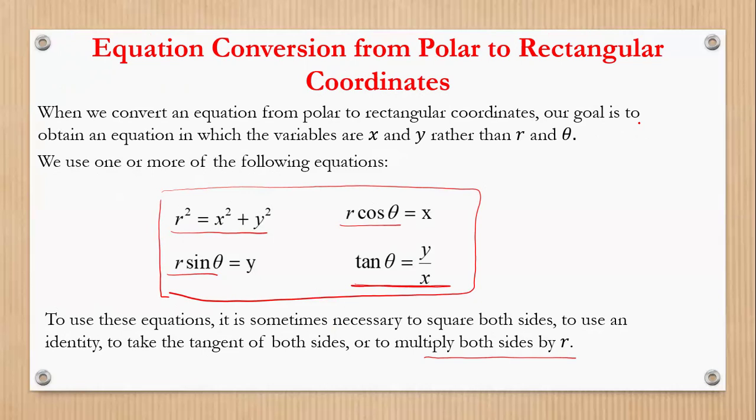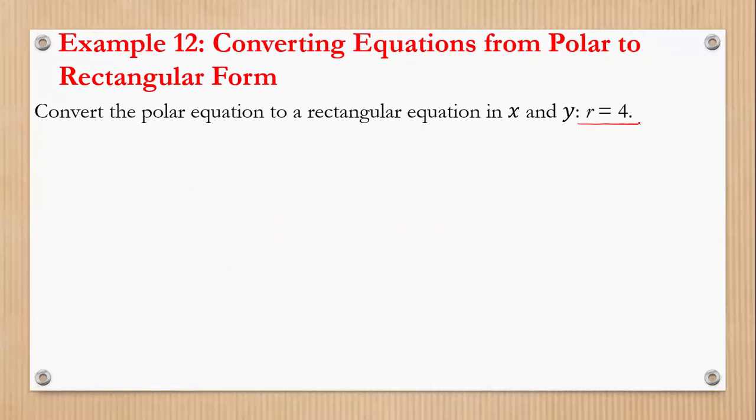If it was r squared, I could replace it with x squared plus y squared. But this one only has r. Not r squared, not r cosine, not r sine. So what can we do? We can square both sides first to get r squared.